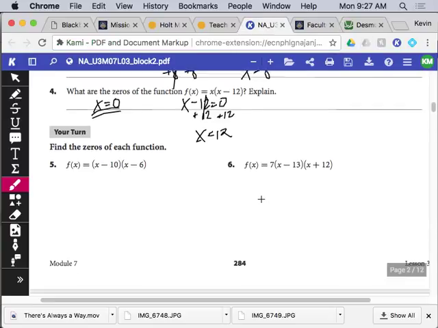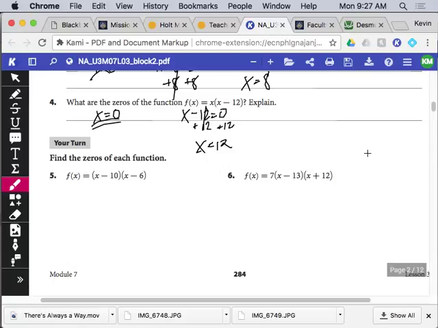Okay. Go ahead and do numbers 5 and 6 on your own, please. Find the zeros of each function.